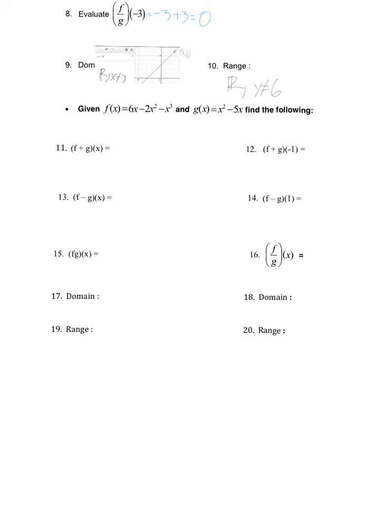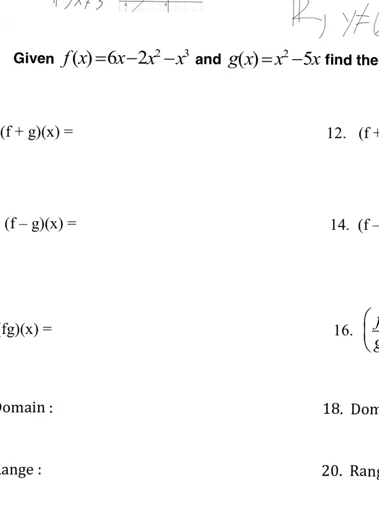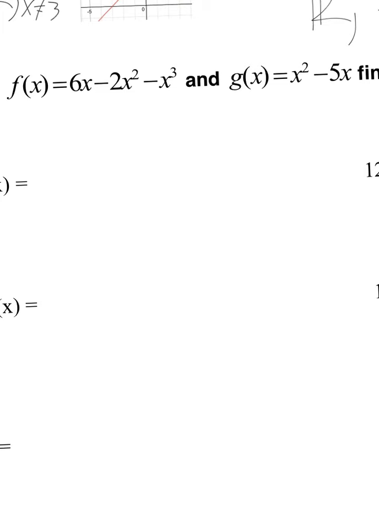So for this next one, we're going to do several function types. We're going to add, then we're going to multiply, we're going to subtract, we're going to divide. So I'm going to do all that stuff first. So, see here. Let's put it all in order. Negative x to the third minus 2x squared plus 6x. And then the other one's in order, x squared minus 5x.